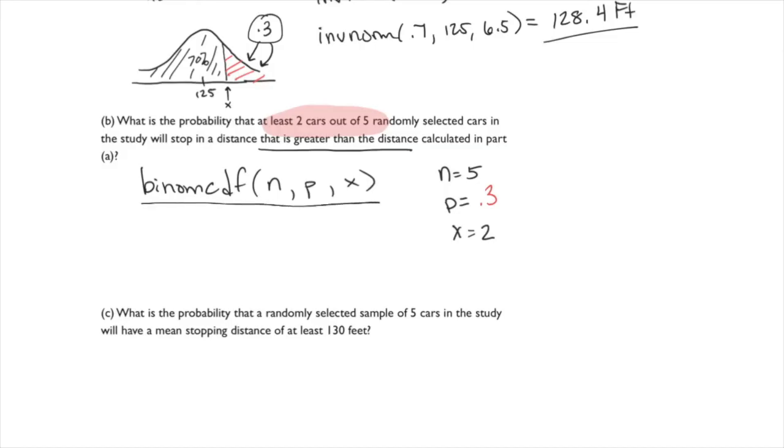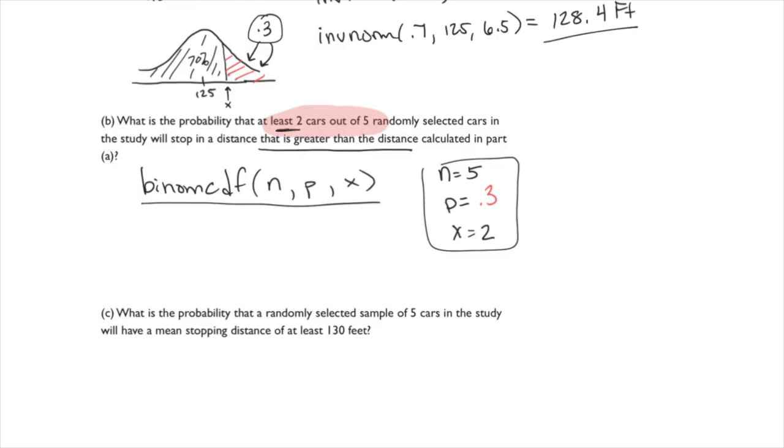Defining this and then showing you what those things are is important. I needed to define the different things. I mentioned that it's binomial. I mentioned what N was, what P was, and what X was, rather than just throwing it into binomial CDF first. Now, it's greater than, right?